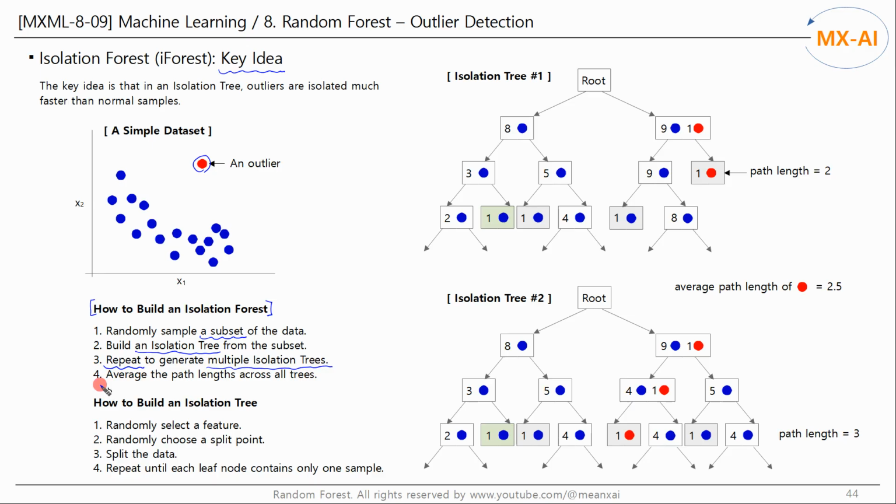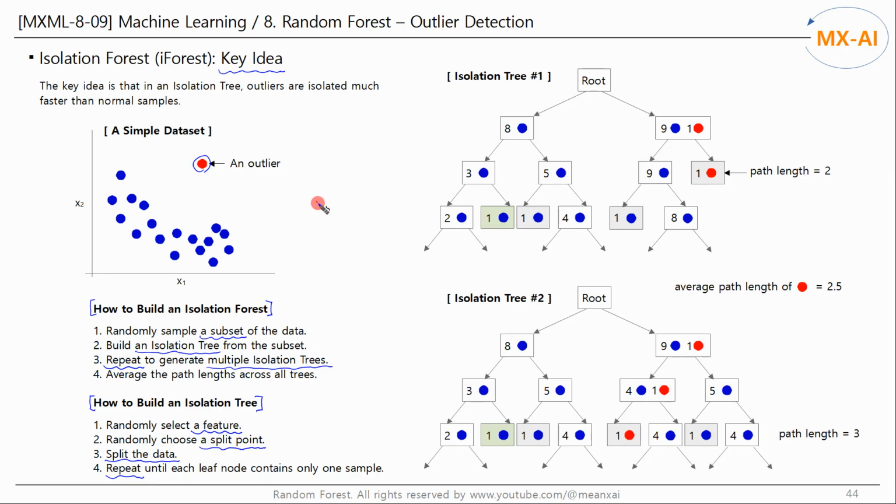The procedure for building a single isolation tree is as follows. First, randomly select one feature. Next, randomly choose a split point within the range of that feature. Split the data at the selected feature and split point. Repeat this process until each leaf node contains only one sample.